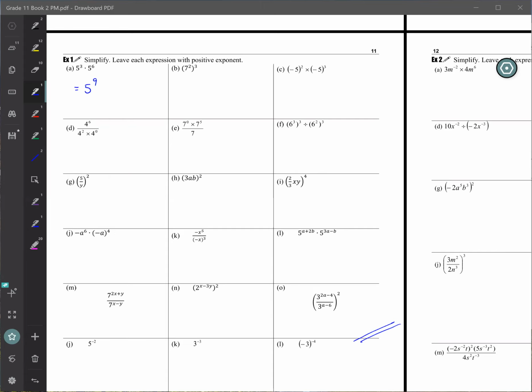Once you get to question L, you will have more variables. You will have variables in the exponent, but you do the same thing. Pretend they are like numbers. So we'll start going over at about 10 after 2, okay? Should be enough time.